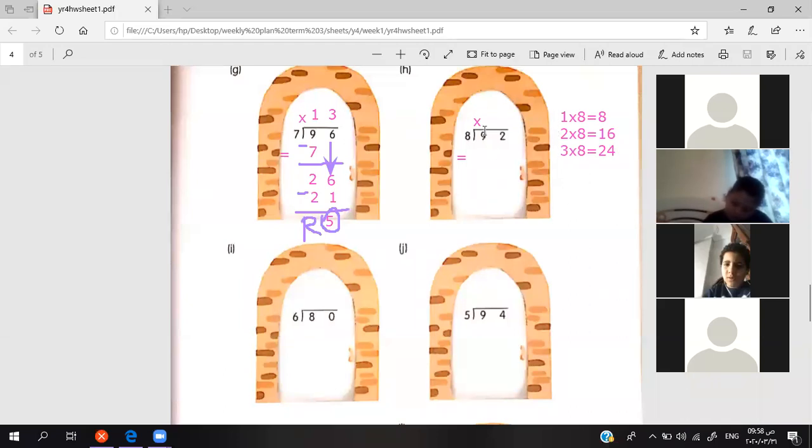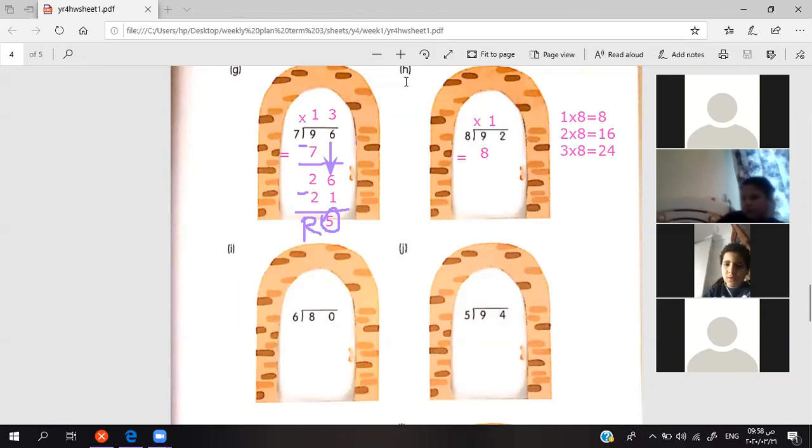And let's start. So what times 8 gives me a 9? I look at the answers: 8, 16, 24. There's none. So what's the number just smaller than 9? It's the 8. So I'm talking about 1 times 8. So here I will write 1. Then I must write the answer of the multiplication, 1 times 8.